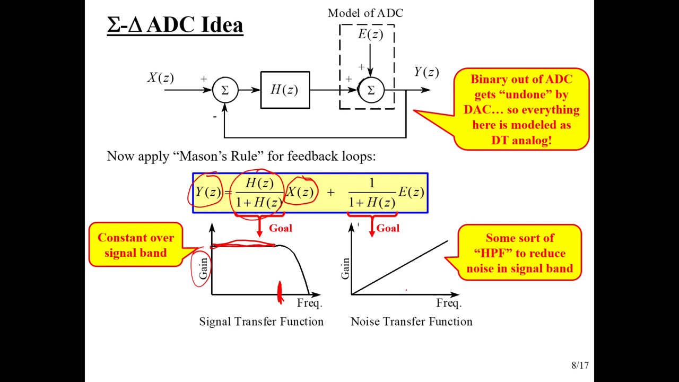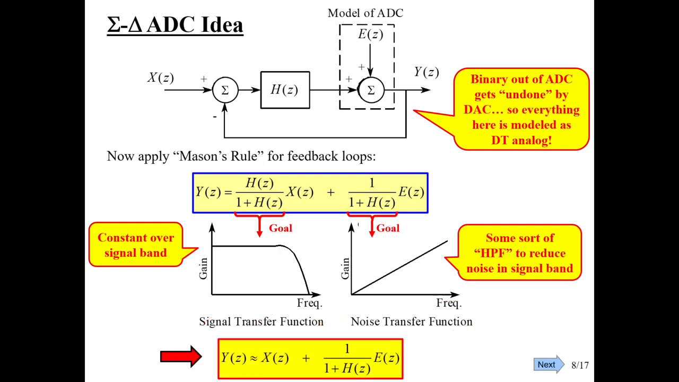But what I want to happen here is within the signal band, the noise I want to be attenuated. So I'd like this level to be much lower than this level. So that's the idea. So we've got a signal transfer function and a noise transfer function.